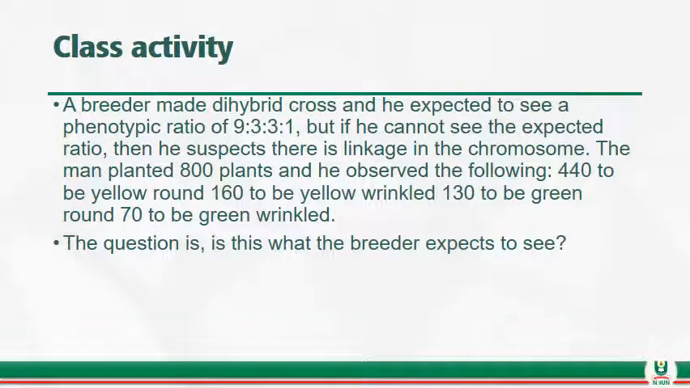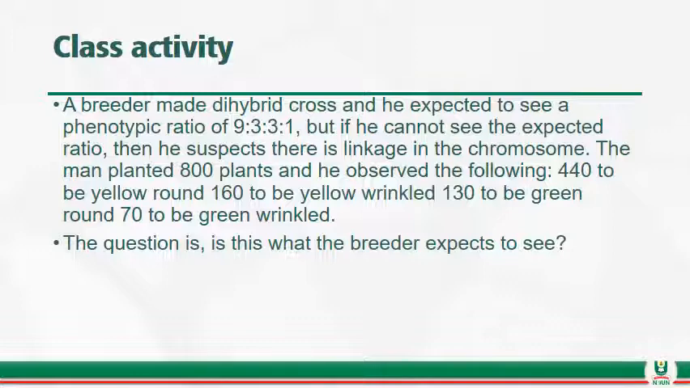Now you have a class activity here, and I just expect you to use the same method that I used. A breeder made a dihybrid cross and is expected to see a phenotypic ratio of 9:3:3:1. That is the Mendelian ratio for a dihybrid cross. But he could not see the expected ratio. Then he suspected that there was linkage in the chromosome.